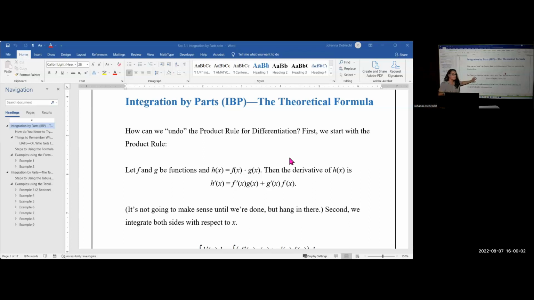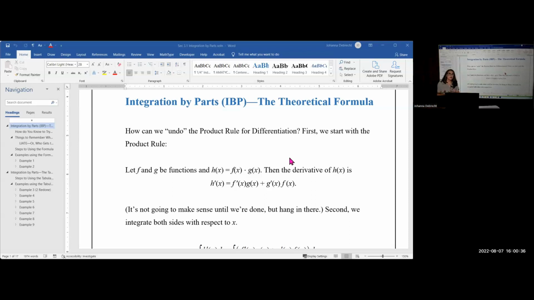Remember, you have two functions, f and g, and h of x is defined to be the product of f times g. So we have this function h, which is the product of two different things. To find the derivative of it, we take the derivative of the first function multiplied by the second unchanged. Then take the derivative of the second function multiplied by the first unchanged and add the two together. In other words, the derivative of f times g is f prime g plus g prime f. This is the product rule for differentiation.